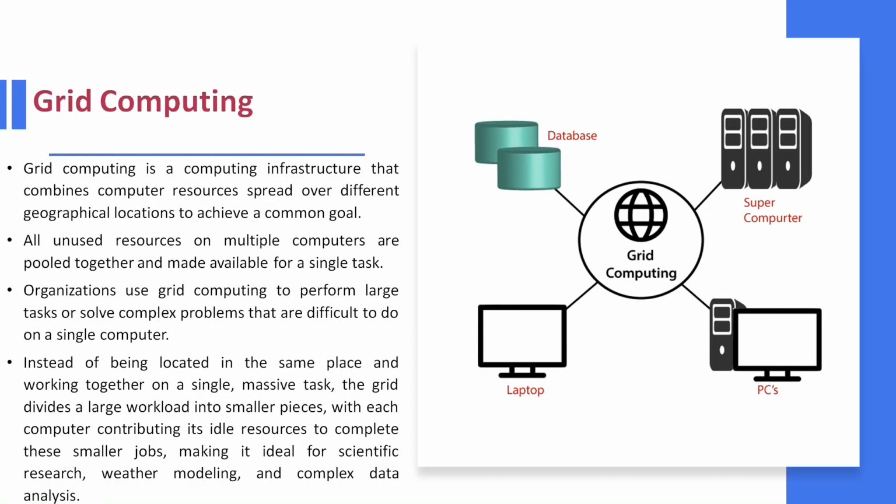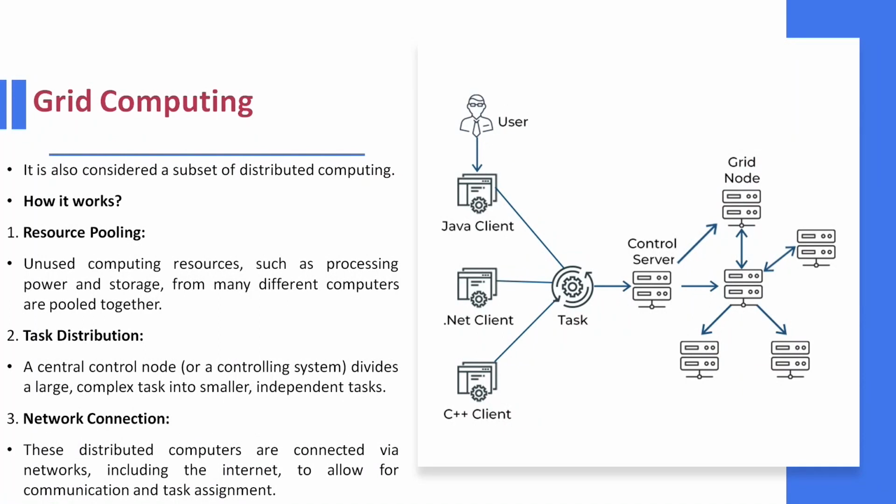So instead of being located in the same place and working together on a single massive task, the grid divides a large workload into smaller pieces, as we have discussed. Each computer contributes its idle resources to complete these small jobs, making it ideal for scientific research, weather modeling and complex data analysis. These are examples where you can use grid computing. It is also considered a subset of distributed computing, as we have discussed. In distributed computing, the resources are distributed. So how does it work?